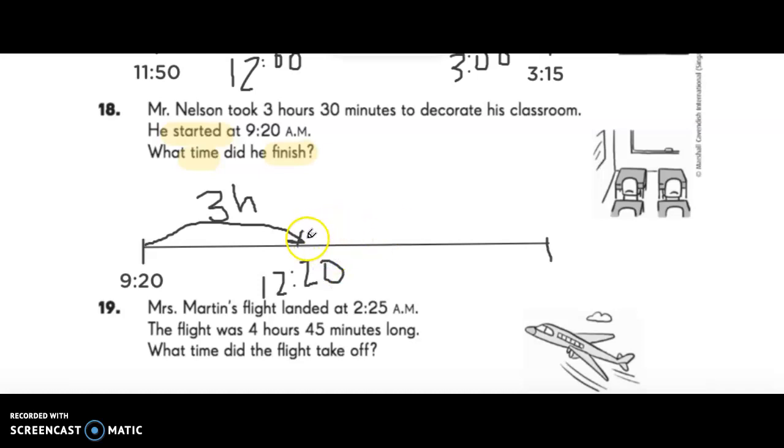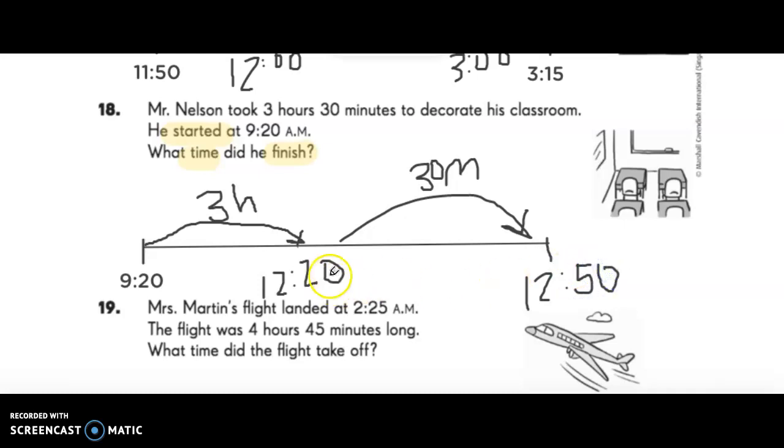Okay, and then our last jump is of the 30 minutes. So we're thinking 12:20 plus those 30 minutes would bring us to 12:50. And again, we're passing over 12 o'clock. So this now would be PM. So here is that final answer.